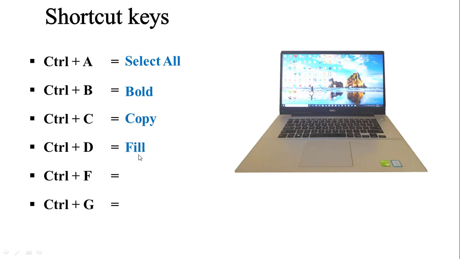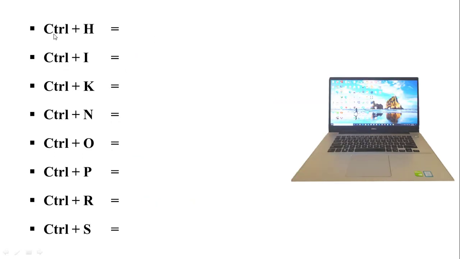So you can fill other cells by using Ctrl D. Ctrl F means find. If you want to find a word or another letter, you can use your shortcut key Ctrl F. Ctrl G means find next instead of typing. You can use it very fast and easy. Ctrl H means replace. If you want to replace with a new word, you can use Ctrl H.